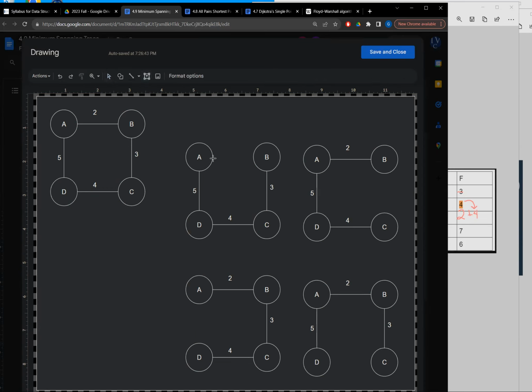All right, so if we look at our total cost here, the total cost for this one is 12. Sum of all the edges in the tree. Here we have 11. So that's a better spanning tree than the first one. Here we have 10. Better yet. And lastly, we have 9. All right, so this is our winning spanning tree.